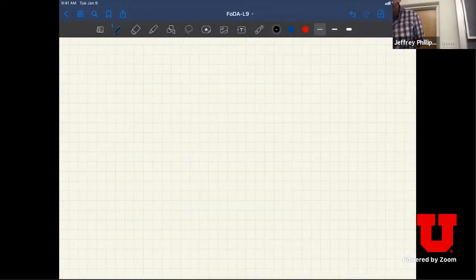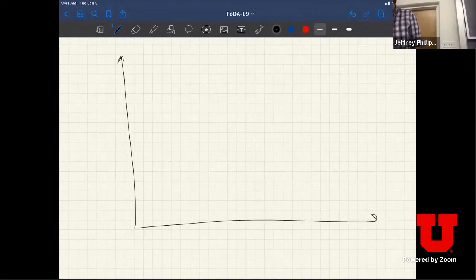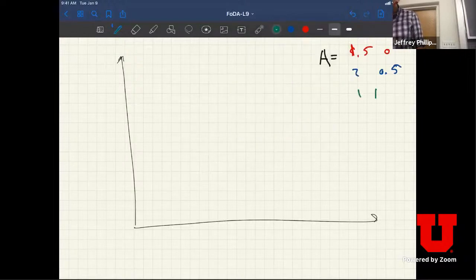All right, and let's draw one picture of an example here. A is going to be equal to 1.5, 0, 2, 0.5, and this is a matrix, 1, 1, right? Okay, so this is going to be 3 vectors here, and I can draw each of them.